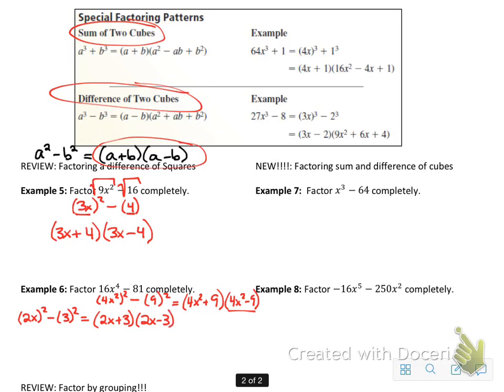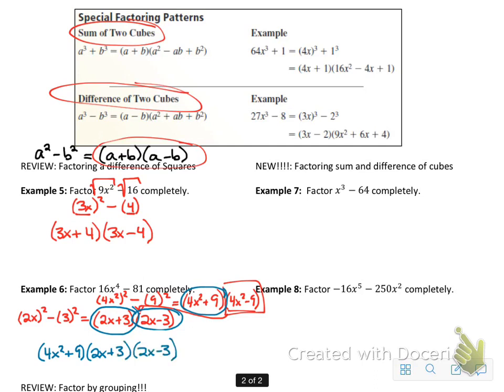Now what we're doing is we're taking this and that becomes all of that. So our final answer needs this, this, and that. It'll be 4x squared plus 9 times 2x plus 3 times 2x minus 3. That is it completely factored.